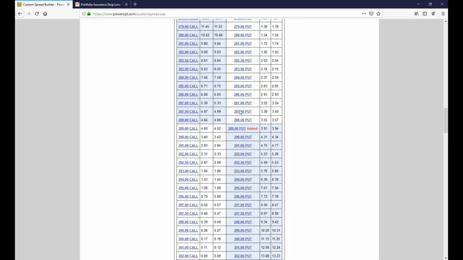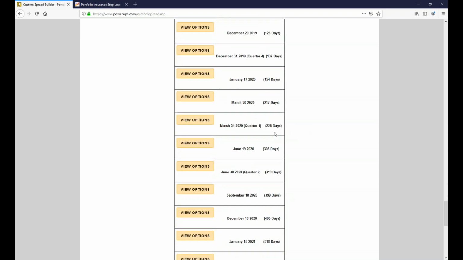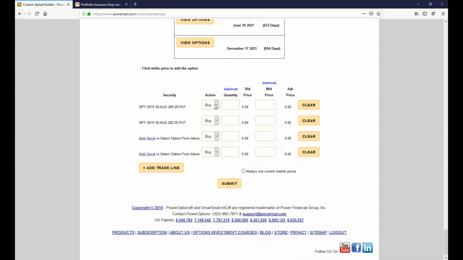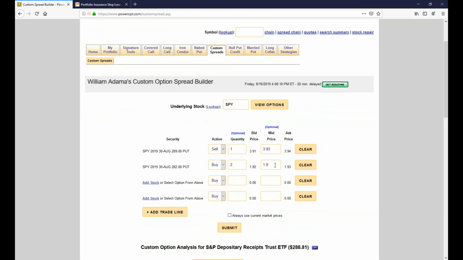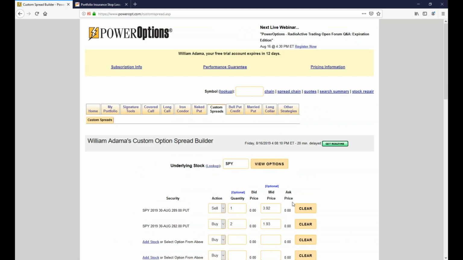Now, I'm probably going to have to go to the 281 or the 282 to get a credit. Really, it looks like the 282. So we're going to buy 2 of the 282s for about $1.93, and we're going to sell a 289 for probably about $3.92. This would be the structure of the ratio put spread. Sell 1, buy 2. Now it's naturally going to grab the midpoint prices for me, but this is going to be 193 and let's say 392 here as well. Give us a little bit better pricing.